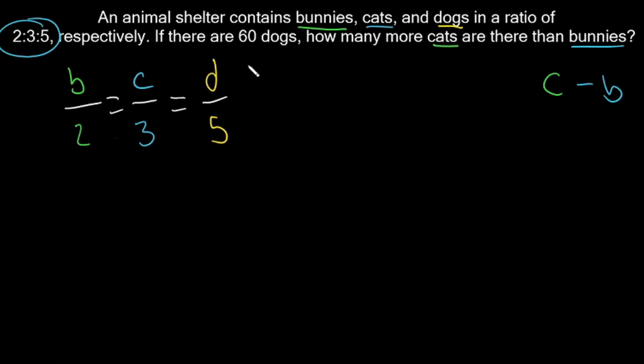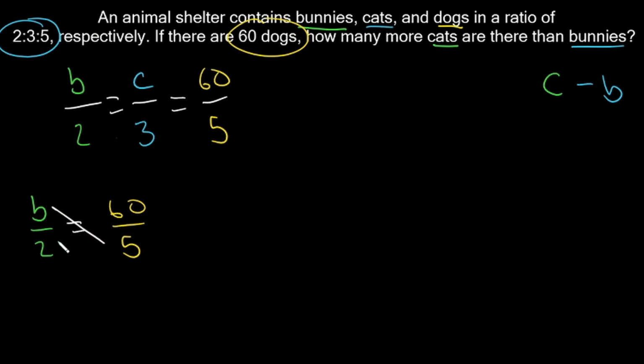Well, we know from this right here that there are 60 dogs. So let's replace this D here with 60. And now we have 3 ratios that are equal to each other, and we have one that's already solved for. So we can actually set this ratio here equal to the other ratios to solve for C and B. So let's solve for B first. We have the ratio B over 2 is going to be equal to 60 over 5.